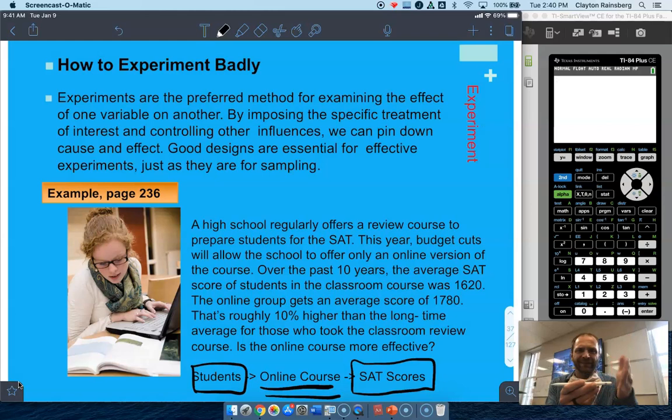Here's this group of people, you impose a change, and look at that, a change occurred. Magic! You imposed the change. You prepped them for the SAT, so of course their scores are going to go high.